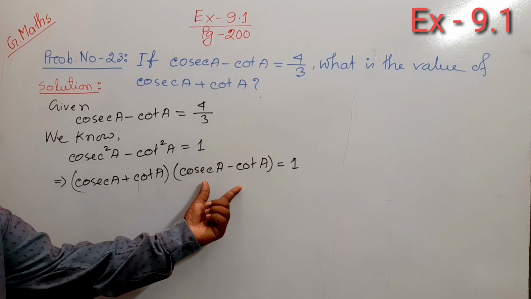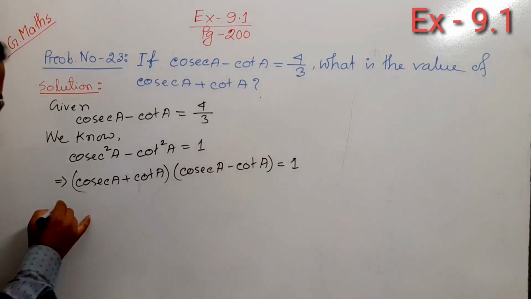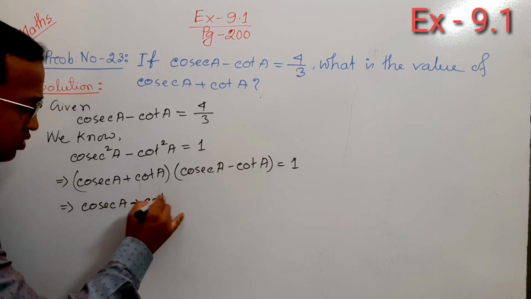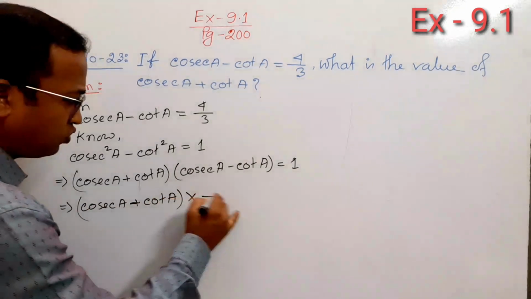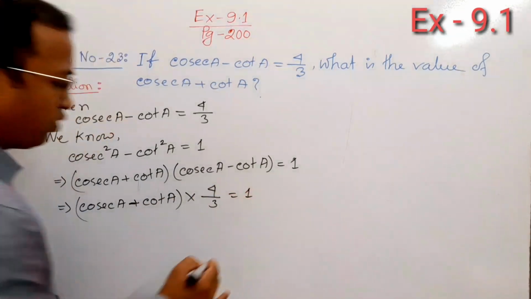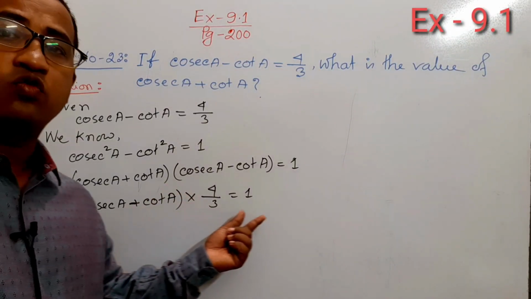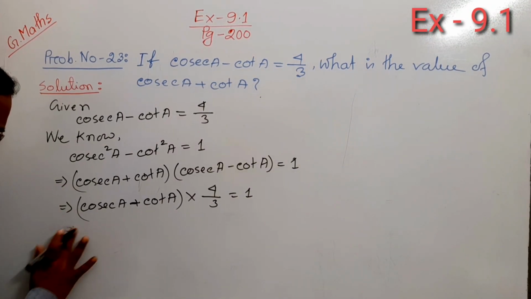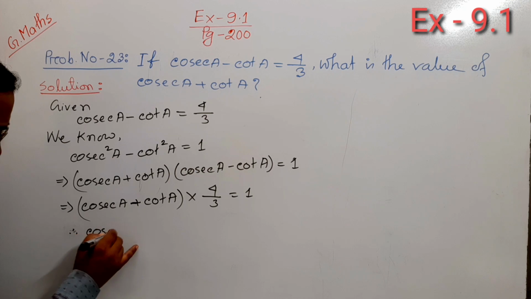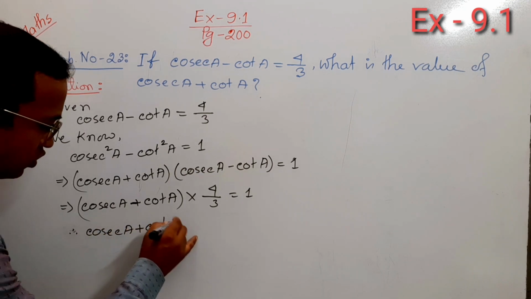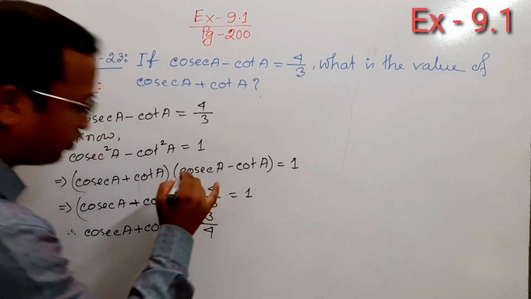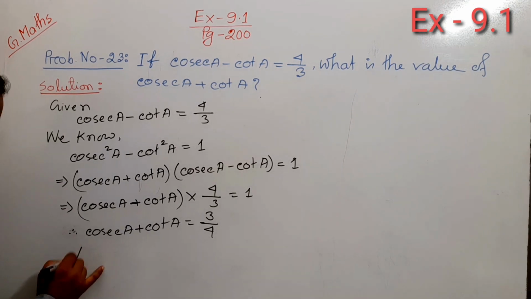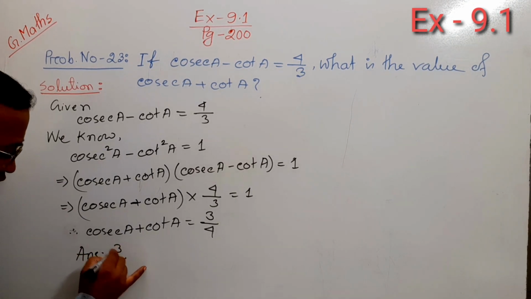Now we know the value of cosec A minus cot A, that is 4 by 3. So we can write cosec A plus cot A into 4 by 3 equals 1. Now if I transfer 4 by 3 to the right side, it will be the reciprocal, 3 by 4. Therefore cosec A plus cot A equals 3 by 4 into 1, that is 3 by 4. This is the value of cosec A plus cot A. Answer: 3 by 4.